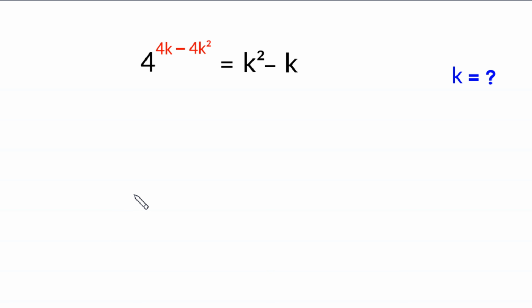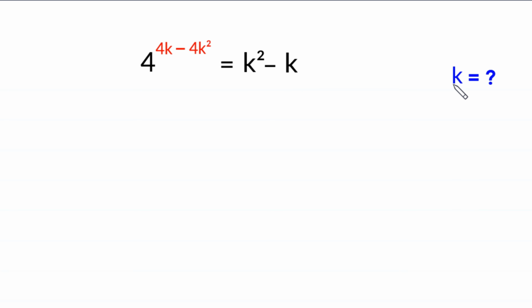Hello everyone, you are welcome to how to solve this very nice exponential equation: 4 to the power 4k minus 4k squared is equal to k squared minus k. Our job is to find all possible values of k.